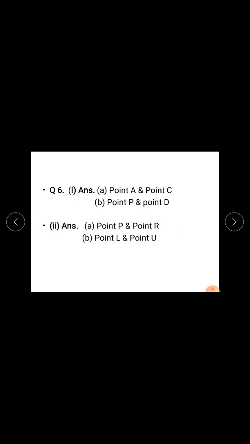State the points which are equidistant from point B. This is your point B. So which points are equidistant from point B? Point A and point C. Next, point P and point D. So your first answer is point A and point C, or second one, point P and point D.